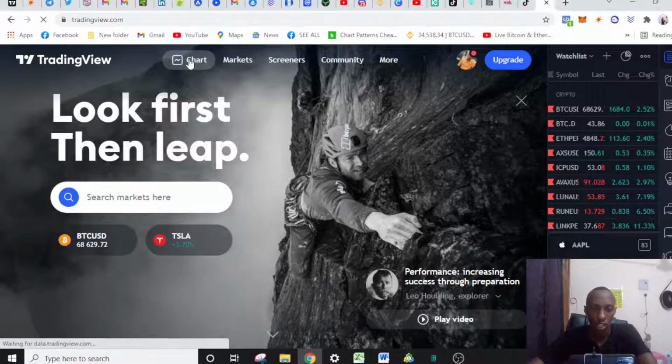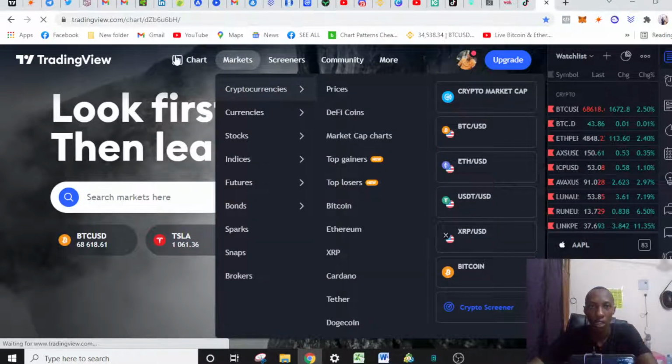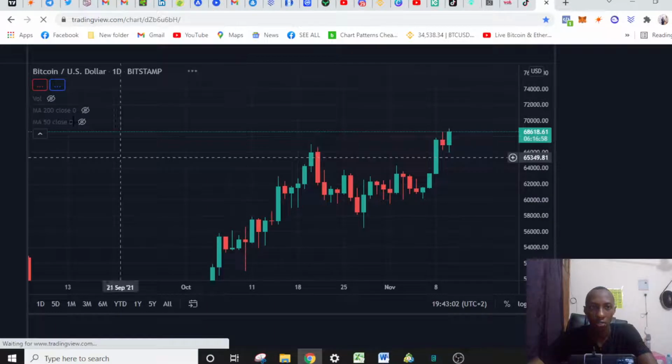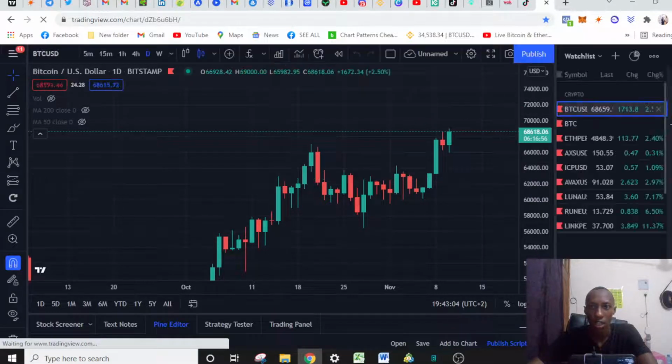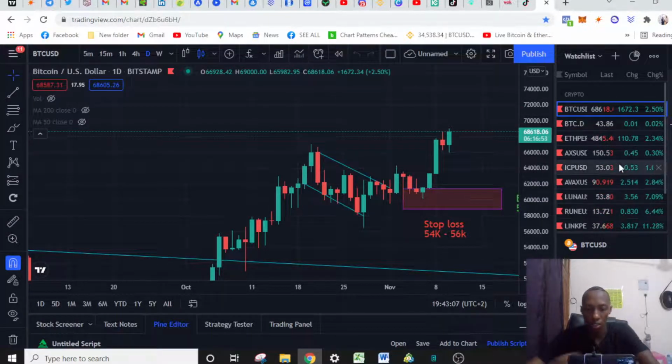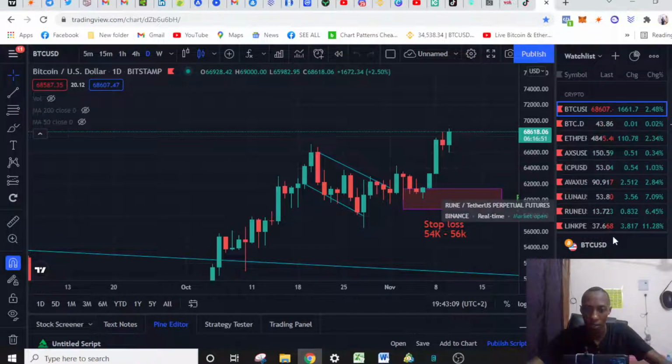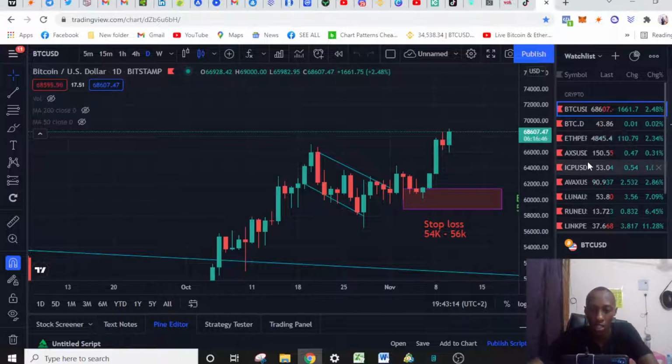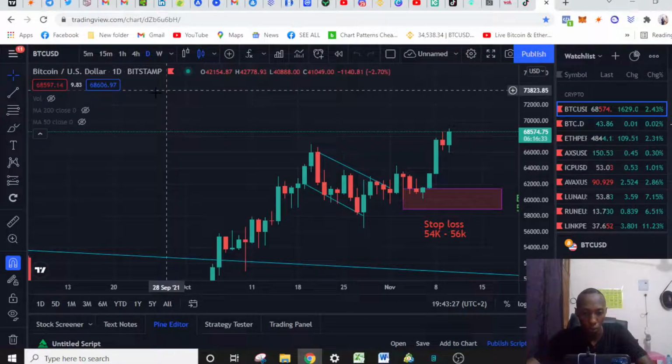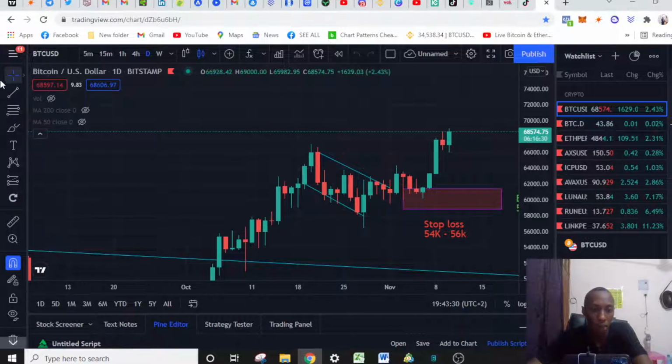So just come to the chart, and it will take you directly to the charts. On the right side here, I have my watch list. Watch list is basically the coins that I watch. You can see there's BTC, Ethereum, BTC dominance, Infinity, and I'll be going through all that in a few. For now, let me just take you through the basics, because a lot of people might want to know how to use these apps.